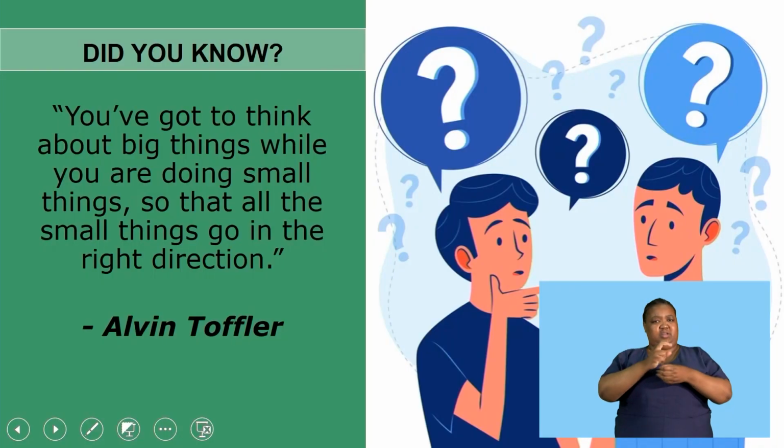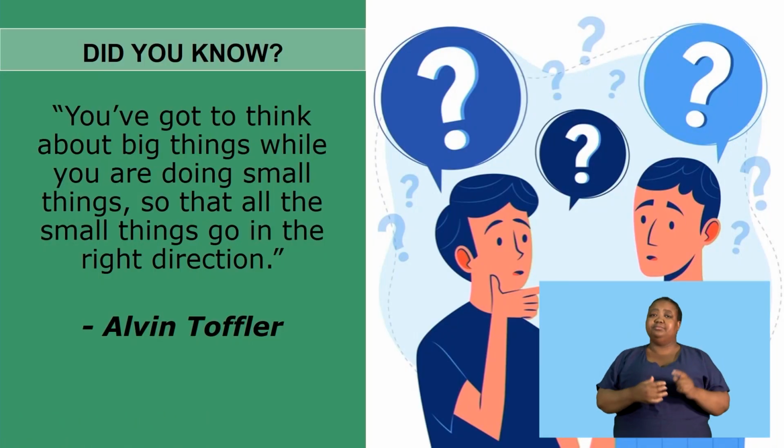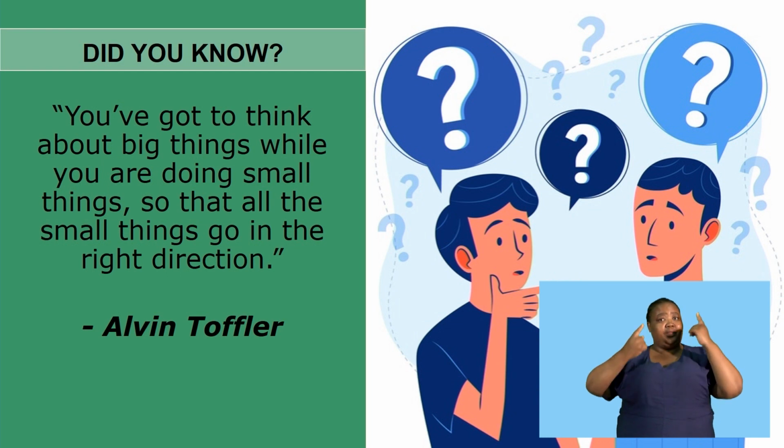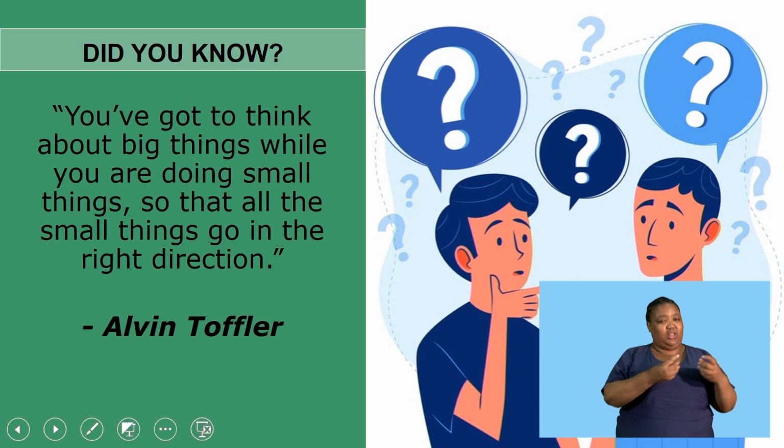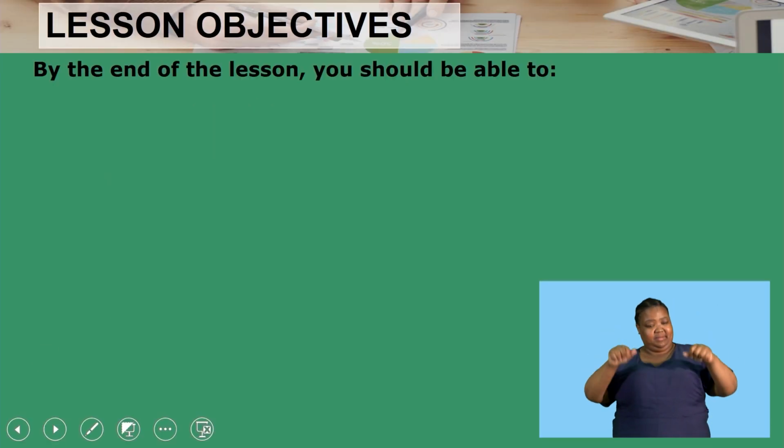Alvin Toffler says, you've got to think about big things while you're doing small things, so that all the small things go in the right direction. This is Alvin Toffler. Lesson objectives.